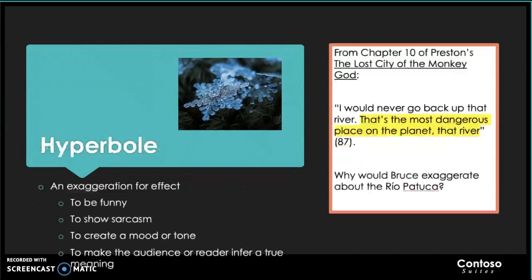Okay, and our next one is hyperbole. Hyperbole is something that I love and I speak in all the time. So does my son. My son is a hyperbole addict. He says there's 500 of something and we know that there's 2. So hyperbole is when you exaggerate for an effect.